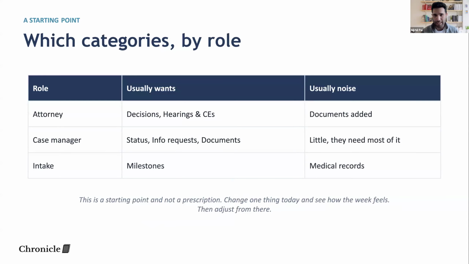Given that there are so many categories, I want to help you understand when you would use these. You can imagine that from different roles, whether you're an attorney, case manager, or intake, you may want different notifications for different cases. If you're an attorney, you probably want to know when decisions come in or a hearing gets scheduled, probably less so CEs. And maybe you don't want to know about every single document getting added, but you maybe want to know when it's exhibited.